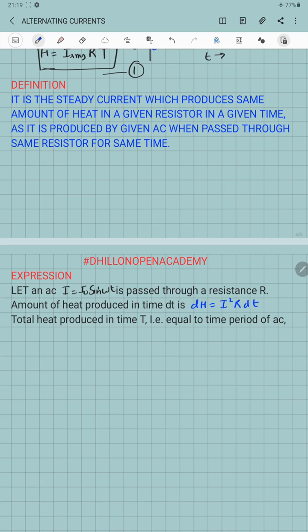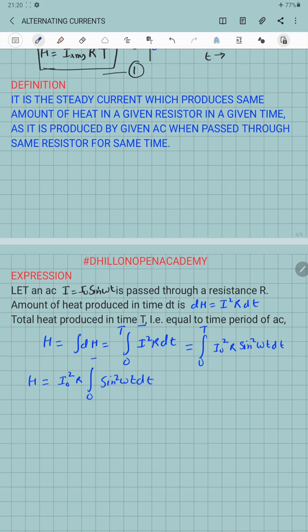We want to find the total heat produced in the time period T, equal to one full AC cycle. Then that heat H will be the integral of dH, which will be the integral of I square R into dt from 0 to T. I is equal to I naught sine omega t, so if we substitute its value, we will have I naught square R into sine square omega t into dt. I naught square and R are constants, so they can be taken outside the integral: I naught square R into the integration of sine square omega t into dt, limit from 0 to T.